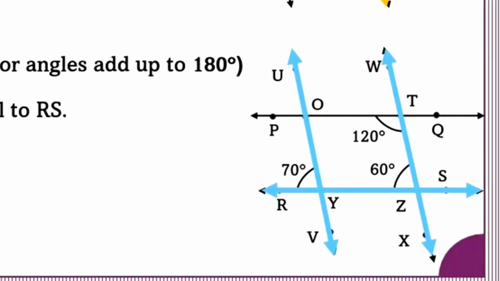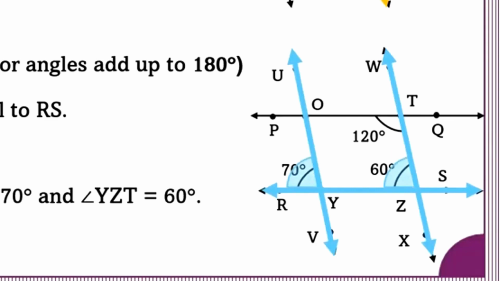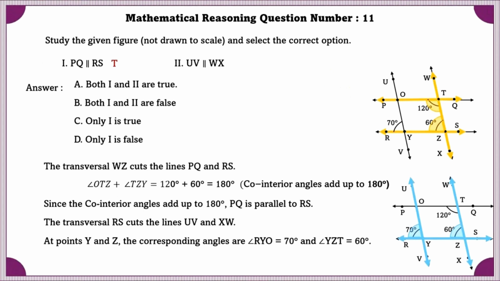The transversal RS cuts the lines UV and XW. At the points Y and Z, the corresponding angles are angle RYO, which is equal to 70 degrees, and angle YZT, which is equal to 60 degrees. Since the corresponding angles are not equal, UV is not parallel to XW.